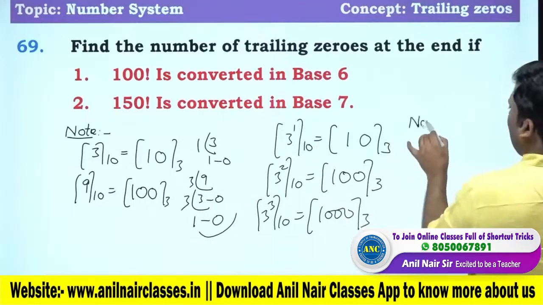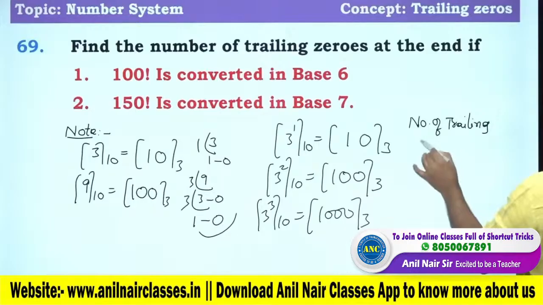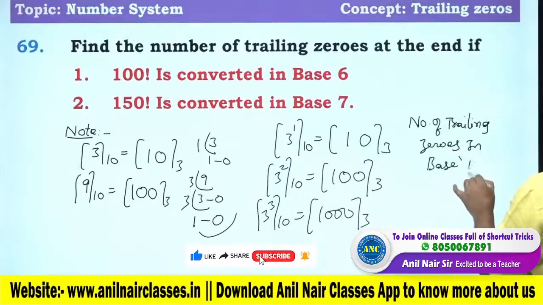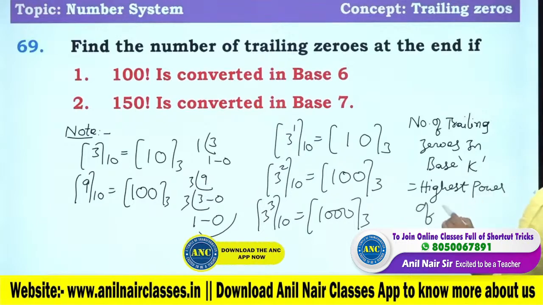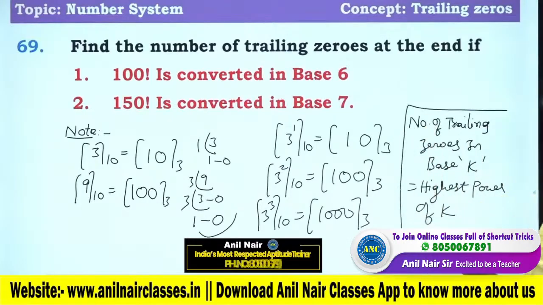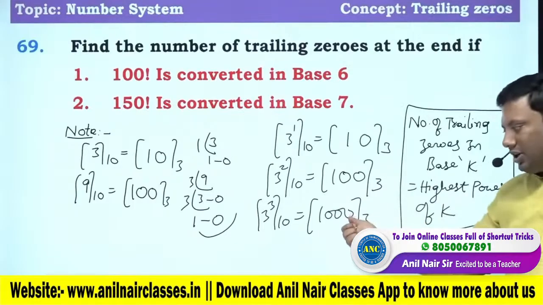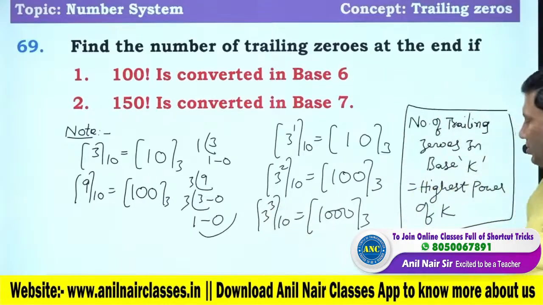Write down this point. Number of trailing zeros in base system K is the highest power of K. Very, very important point. The number of zeros in base system K is the highest power of K in base system 10, like the highest power of 3 for base 3.